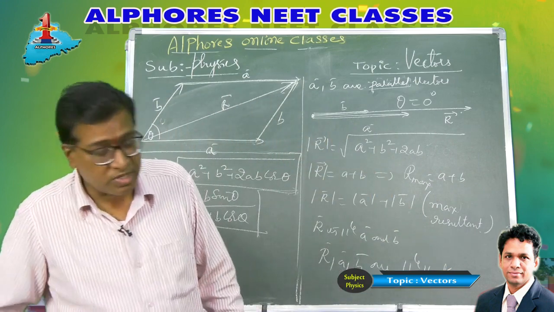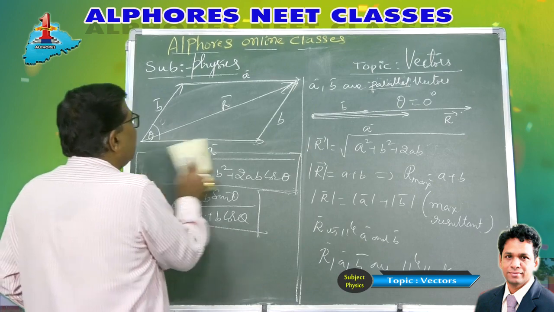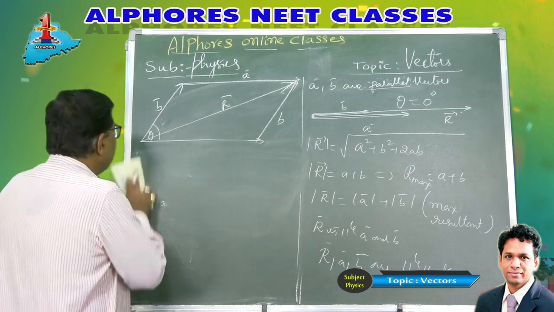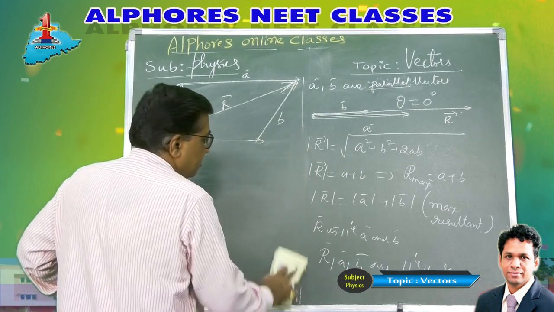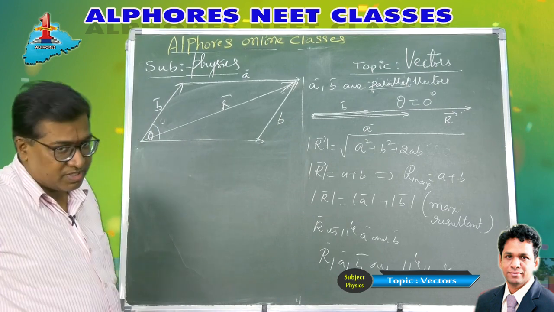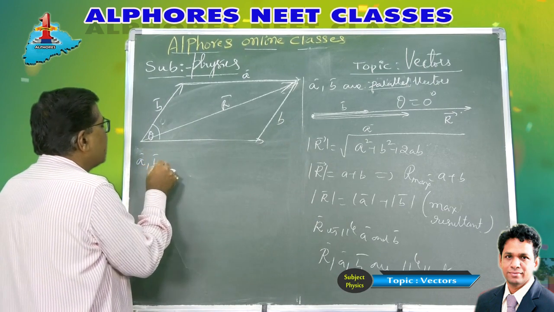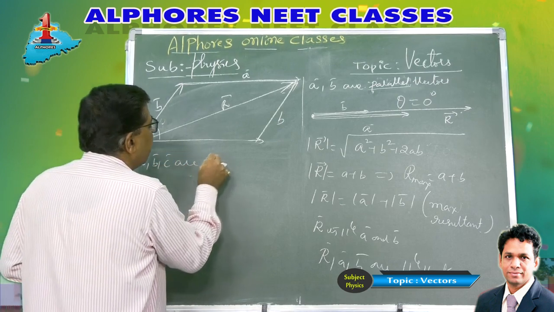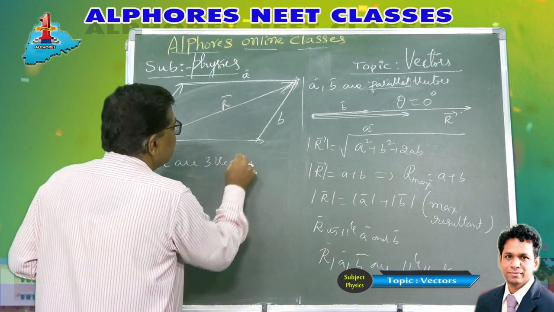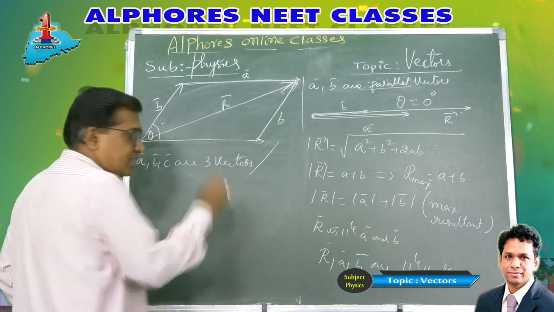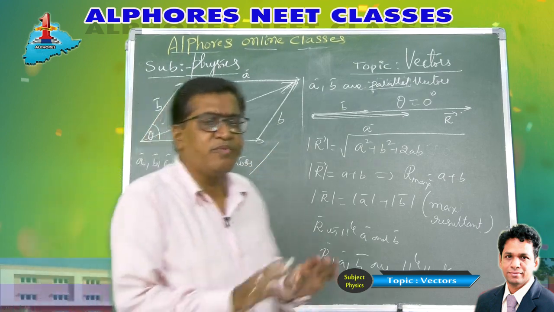There was a very good question based on this in an earlier national entrance examination. The question reads like this: A bar, B bar, C bar are three vectors such that, the question is given in pure vector notation.